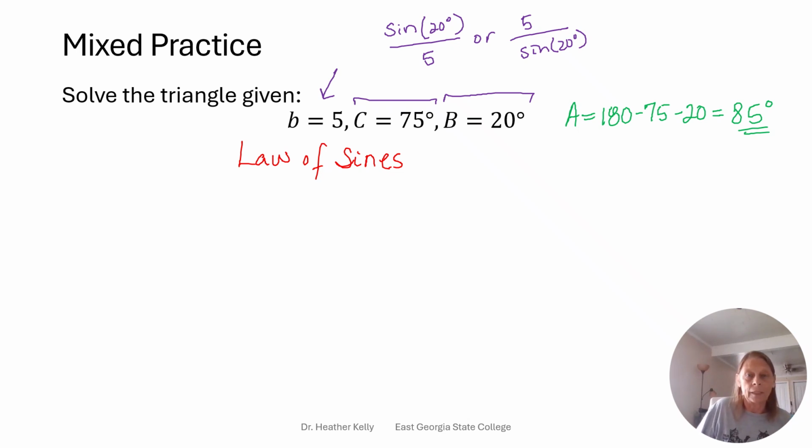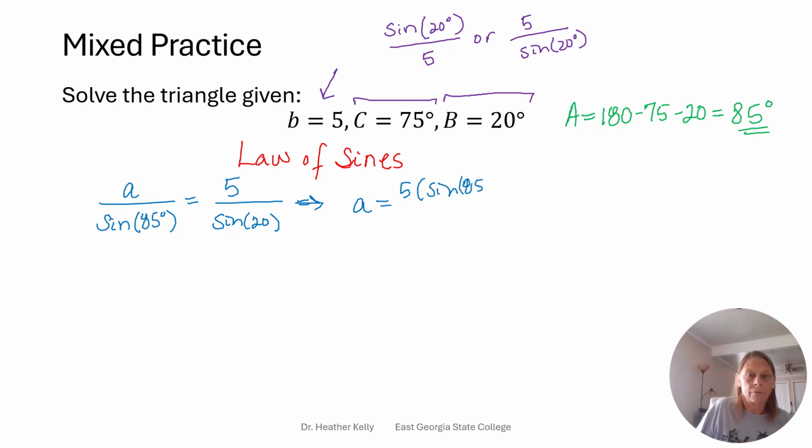Let's see here. We need little a over sine of 85 degrees is equal to 5 over the sine of 20. And when we solve that, we get a is equal to 5 times the sine of 85 over the sine of 20. So a is approximately equal to 14.6.